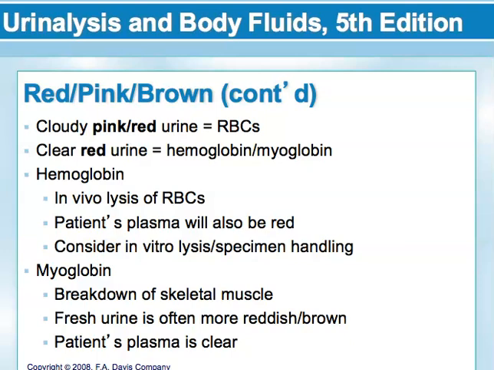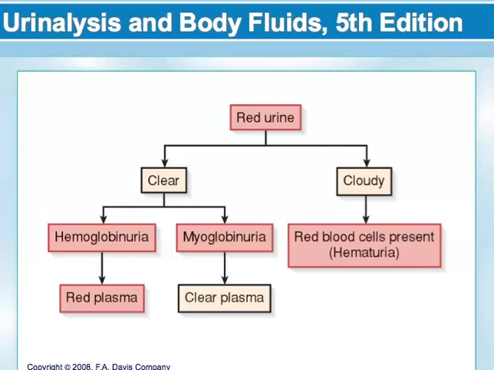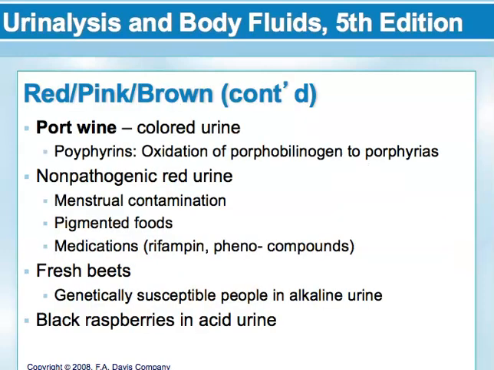Other non-pathogenic causes of red urine include medications, menstrual contamination, and ingestion of highly pigmented foods such as beets or blackberries. There's just a visual representation of differentiating between hemoglobinuria and myoglobinuria and hematuria, and a little bit of information on that port wine color caused by porphyrins.